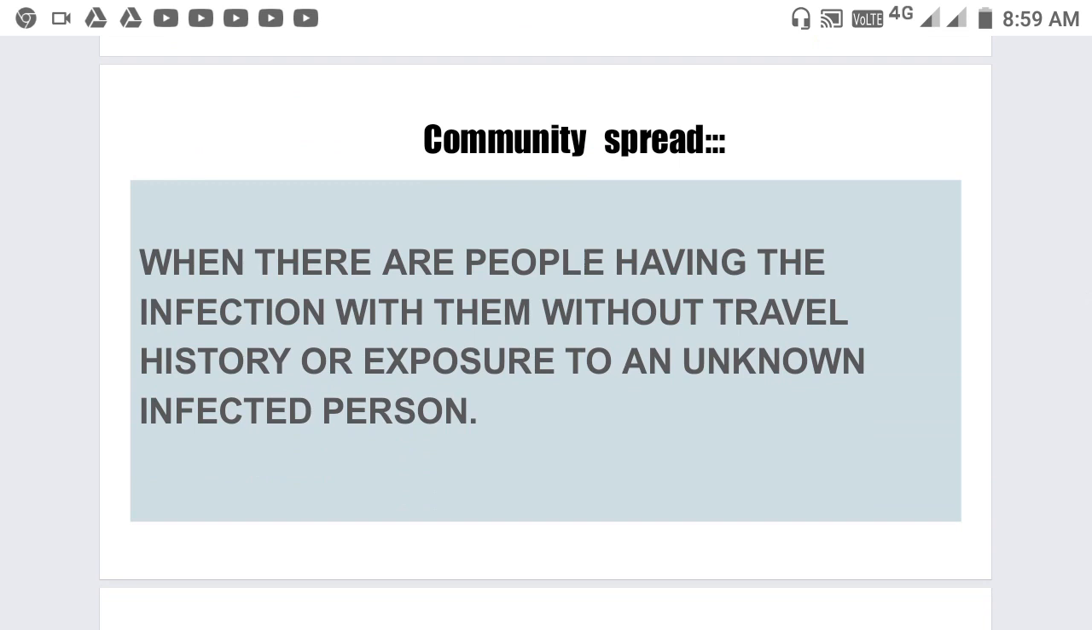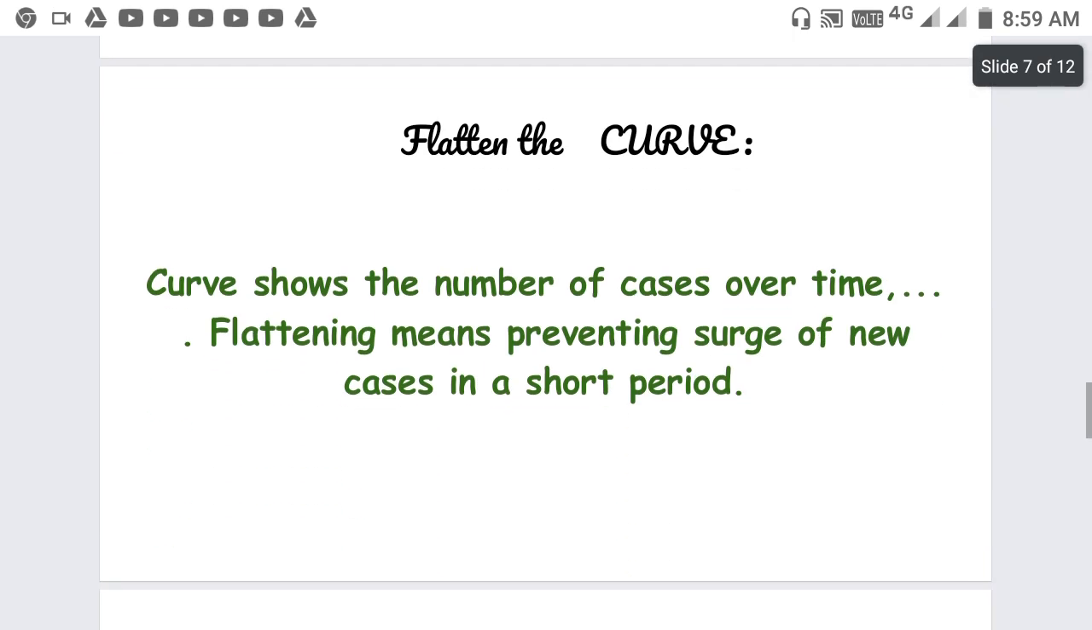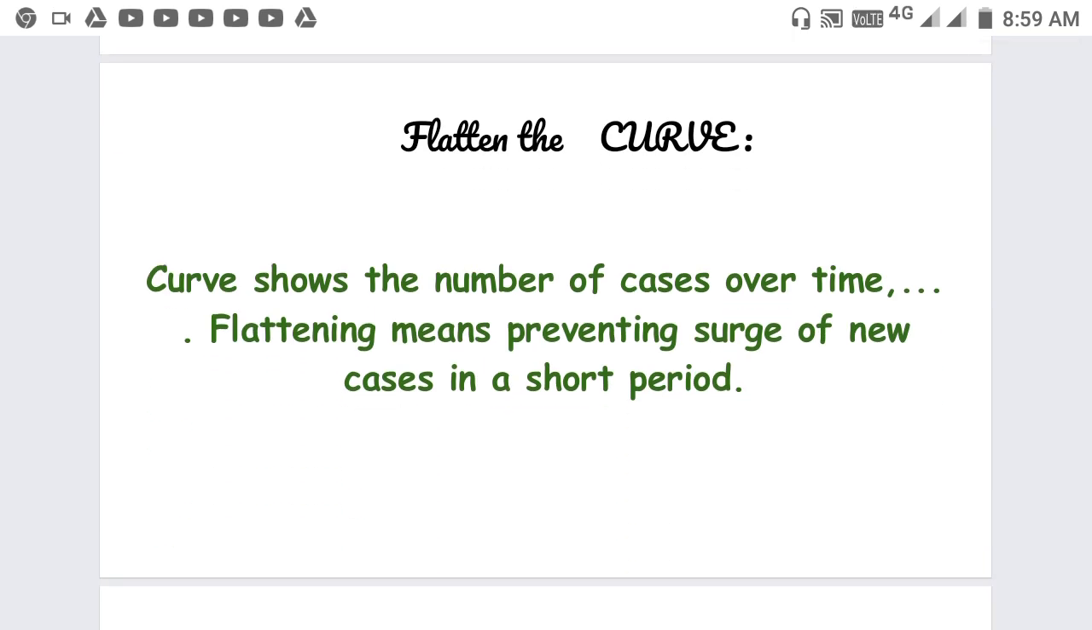What's the other phrase? That is community spread. It is when there are people having the infection without travel history or exposure to a known infected person. Community spread. This one is very important, that is flatten the curve. It's a graph in which a curve is shown, and the higher the curve is, the higher the number of cases. Curve shows the number of cases over time, but whenever this curve starts flattening, it means the prevention of a surge of new cases in a short period.